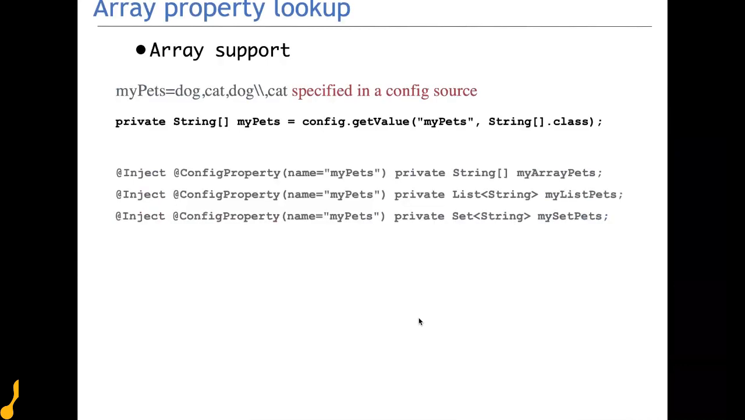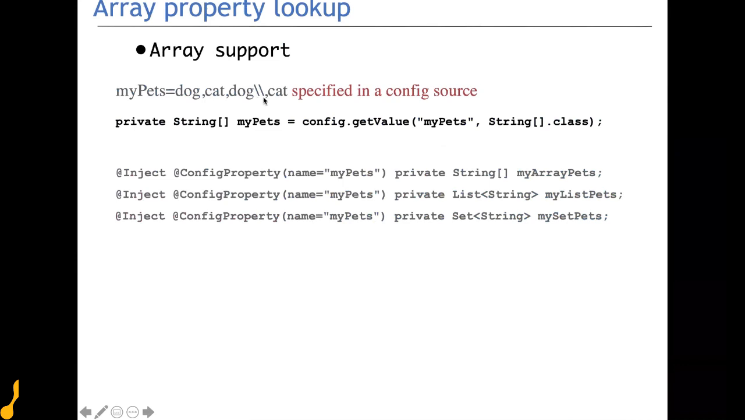The other thing is array support. What if my config property consists of a list of things? In this example, like my pets, I have dog, cat, and also I have a dog, cat. One thing to bear in mind for our array support is that our delimiter is the comma. So we split this string into a list, using the comma as a delimiter.